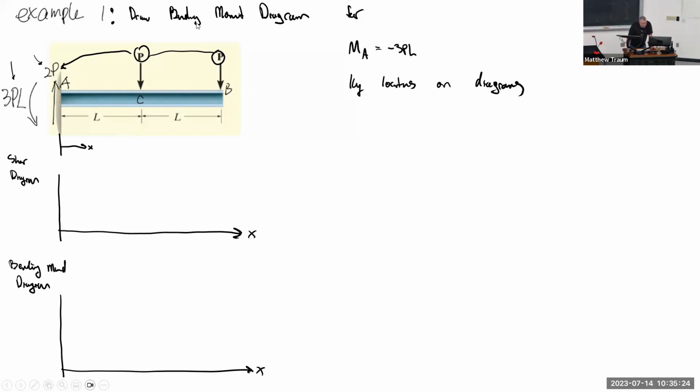Yeah, just looking at chat, you guys are, okay. Looks like everyone's answering other questions. So yeah, it is meant to be negative 3PL.